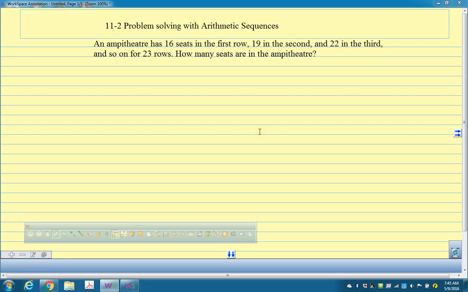So all this is an arithmetic sequence, which we've seen already.